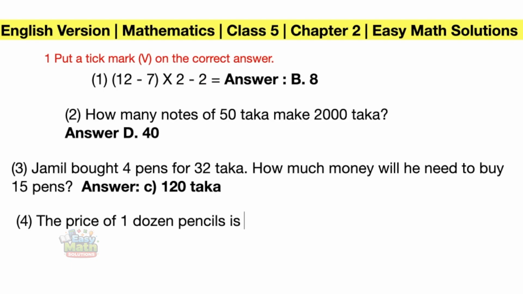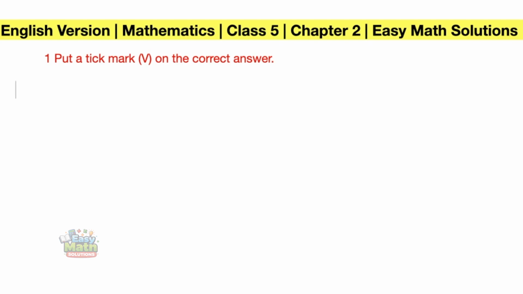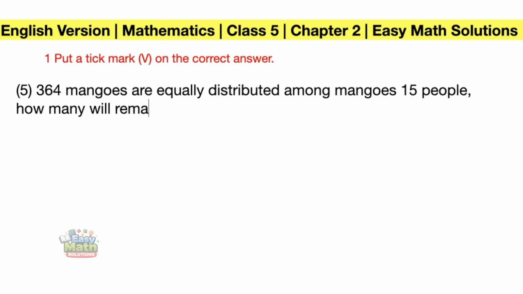Number 4. The price of 1 dozen pencils is 48 taka. What is the price of 8 pencils? Answer D, 32 taka. Number 5. 364 mangoes are equally distributed among 15 people. How many will remain? Answer A, 4.